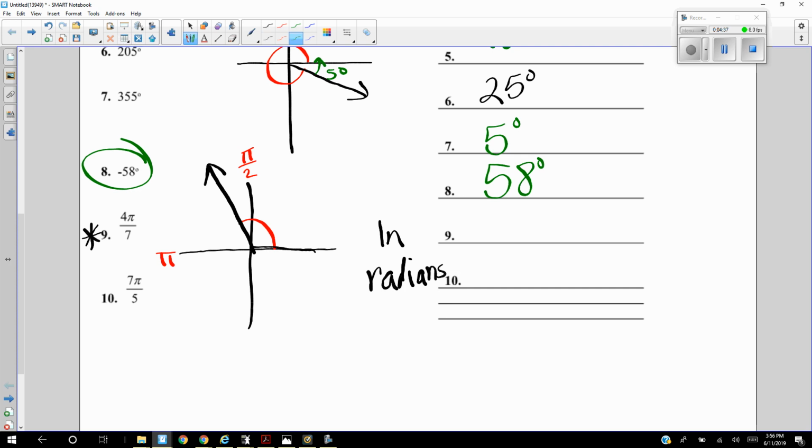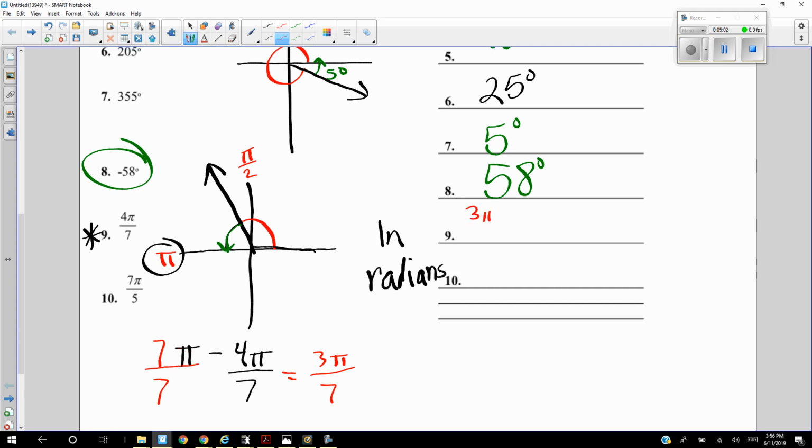The reference angle is this little piece left over right here, the shortest angle measured to the x-axis. So to find that angle measure, we're going to take pi and subtract the angle measure in red, 4 pi over 7. And we end up with 3 pi over 7.